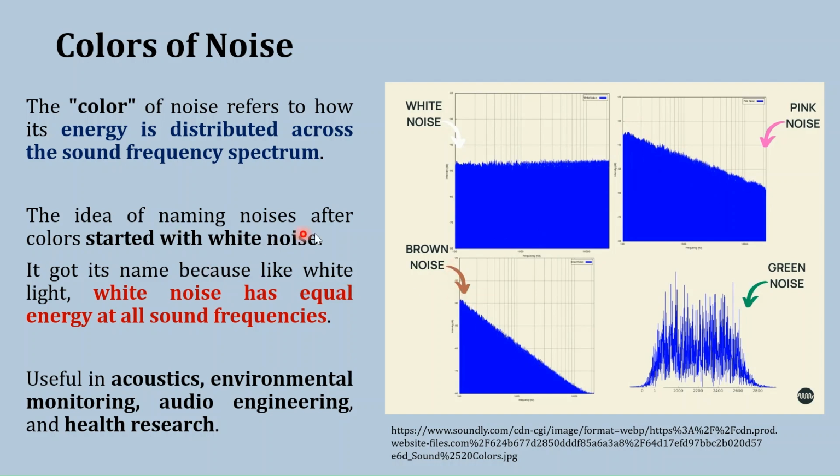The idea of naming the noises after the colors started with the white noise. अब ये white noise नाम क्यों पड़ा? Because as in the white light, we have the equal reflectance of all the wavelength. Similarly, in the white noise, we have the equal energy at all the sound frequencies. तो ये concept यहाँ से start हुआ. And then in the international standards, the concept of the pink noise, brown noise, green noise or the blue noise has been introduced and a proper definition has been defined. And this concept, colors of noise, is useful in the acoustic, environmental monitoring, audio engineering and the health research.